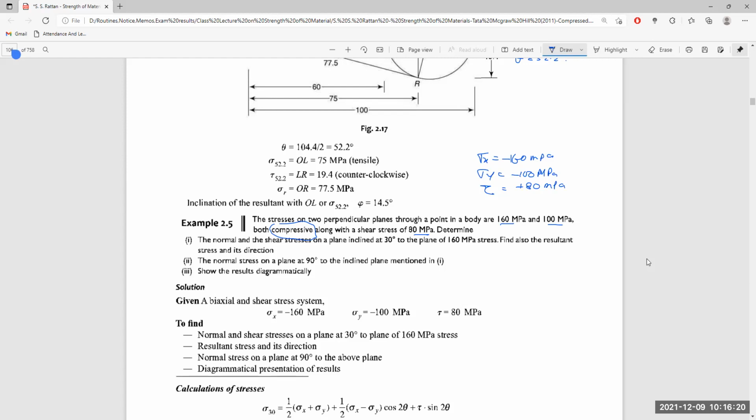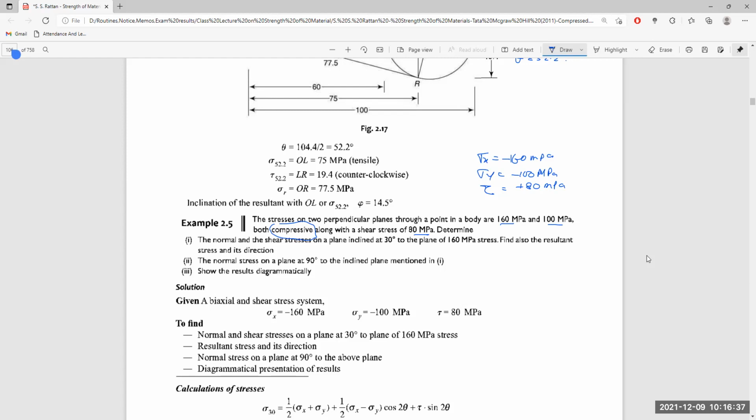So the process is the same. We have sigma x, sigma y, and tau. Tau we keep positive, and sigma x and sigma y are negative. Both are written as compressive. Tau is not written as whether it's clockwise or anti-clockwise, so we consider it positive and make it clockwise.